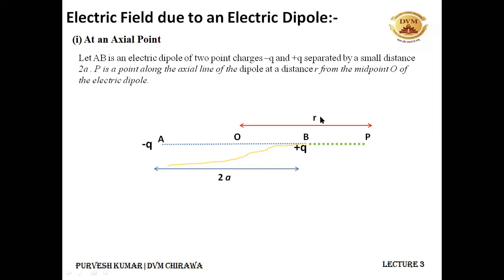It is small r. All right. And we all know that point O is the midpoint. Then OB has to be a, and the length OA has to be a, because the total length of the dipole is 2a.